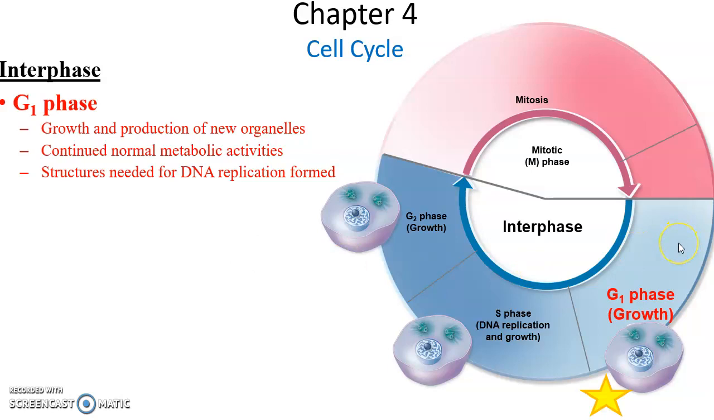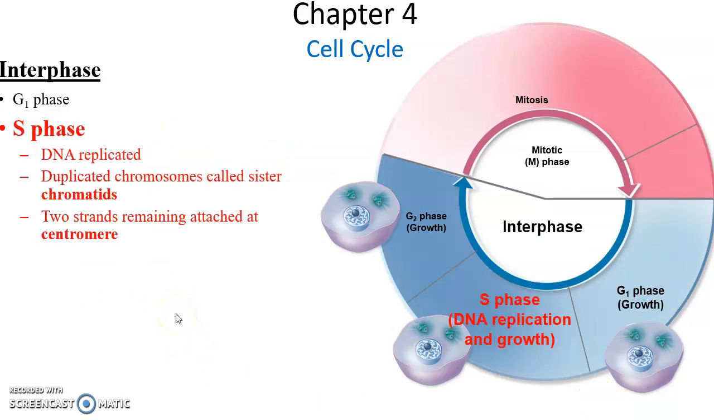Now, it turns out many cells leave the cell cycle at this point and never divide because they don't divide. So neurons, for instance, muscle cells, another example, these are cells that don't normally divide, so they would leave the cell cycle at this point.